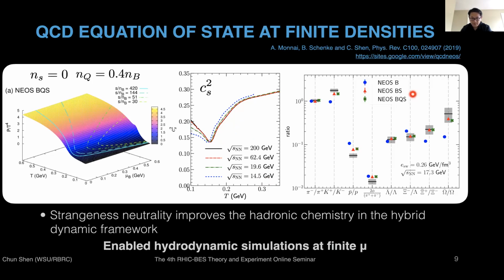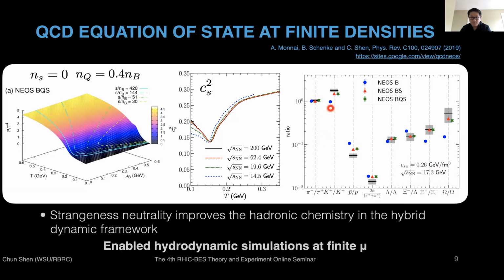On the right-hand side, let me now emphasize the effects of imposing strangeness neutrality in this equation of state. Here we look at the ratios of different particle yields, so you can think of this as basically hadron chemistry for the measurements in lead-lead collisions at top SPS energies. Here we choose the switching from the hydrodynamic phase to URQMD hadronic transport to be at a constant energy density surface.